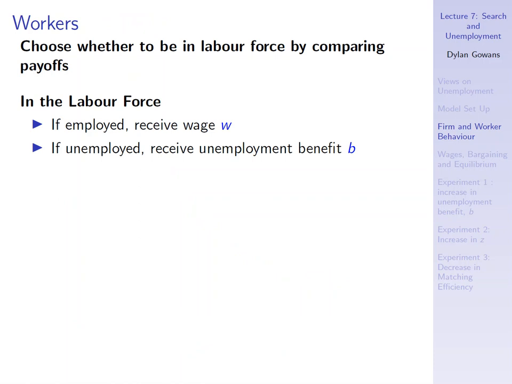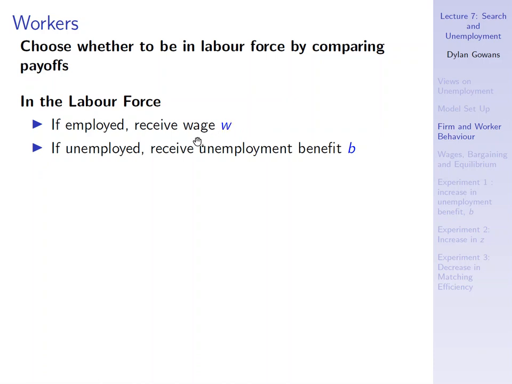What about workers? So first we just looked at how firms rationally decide whether or not to enter, and it's based on this free entry condition. Enter if profits are greater than zero, exit if they're less than zero, do nothing if they're equal to zero. So workers are going to do something similar. They're also going to compare their payoffs between being in the labor force and not being in the labor force. So first let's think about what are the payoffs to being in the labor force. Well, if I'm employed, I receive wage W. So if I match with a firm, the firm will pay me the wage W.